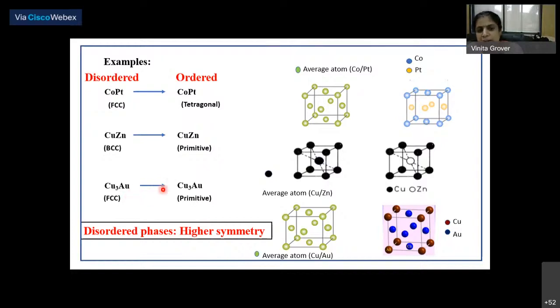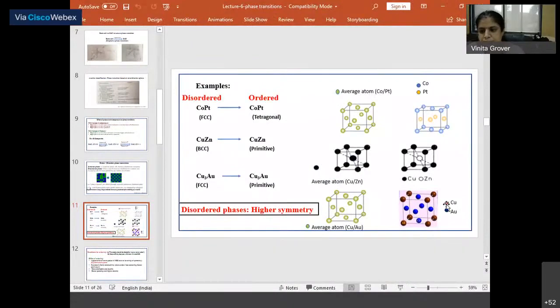Similarly, in Cu3Au, this is the ordered phase where your copper is occupying all the corners. Let me just correct this thing. This is gold and this is copper.